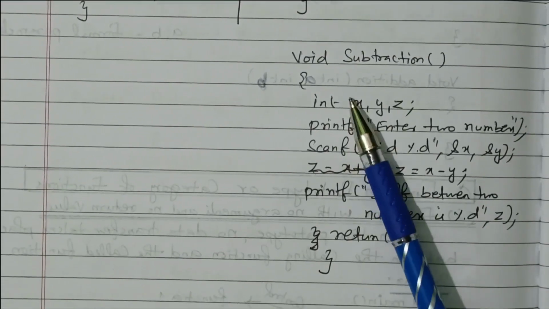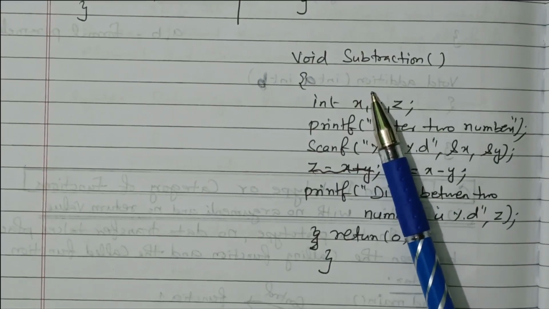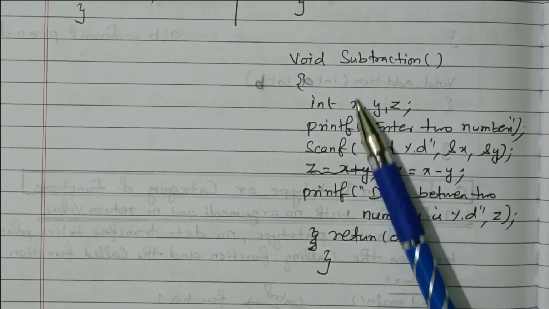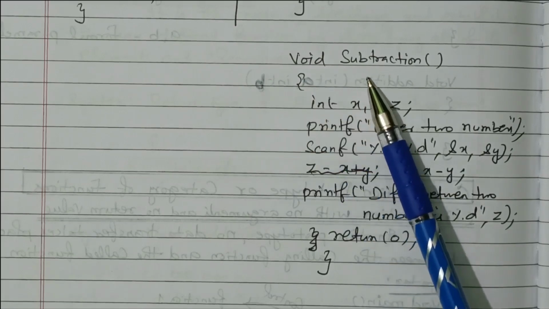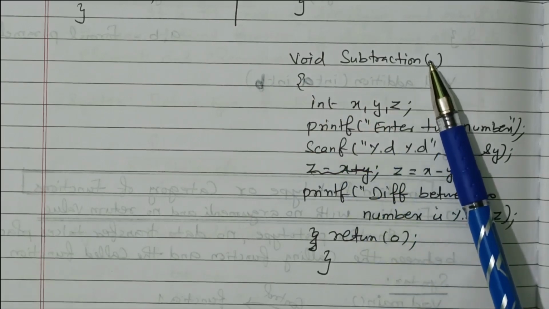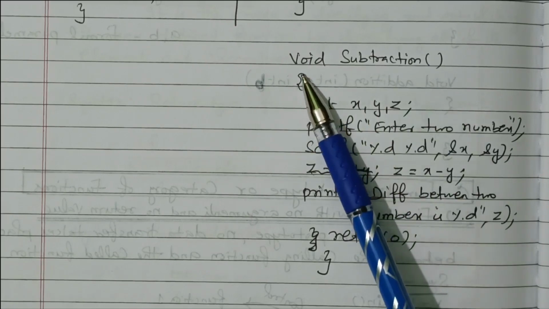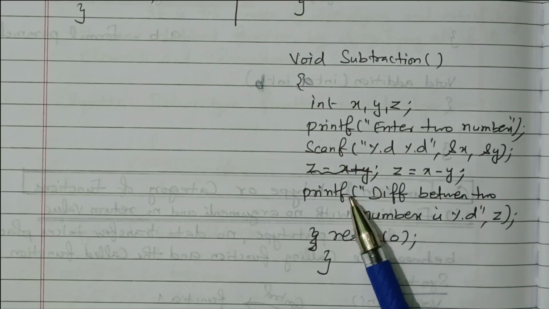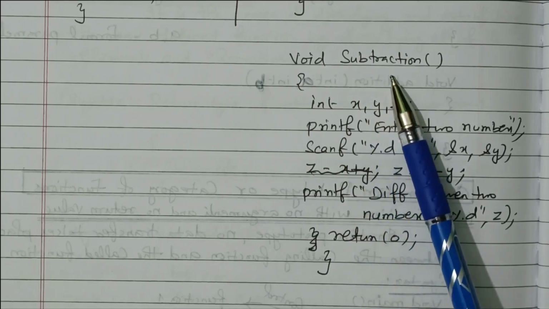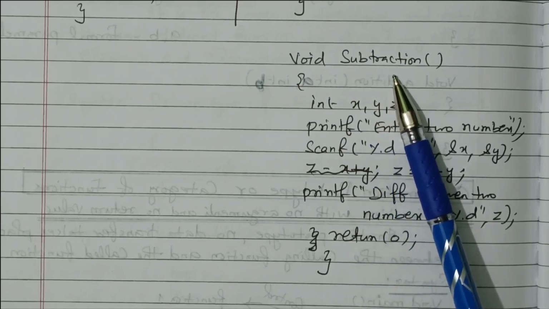So this is the subtraction. It is very similar. Here we are going to perform the subtraction. So there is no return value. The function name is subtraction. There is no argument. So we open and close the braces. Inside, a set of instructions is available. So the name is subtraction. We are going to subtract two numbers.